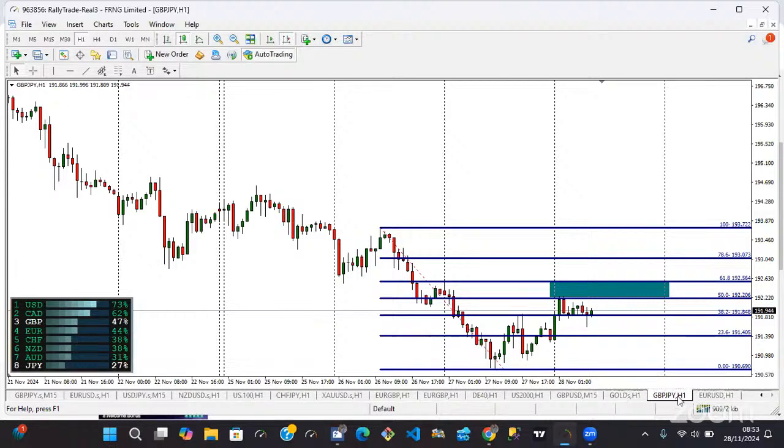So we looked at gold, Euro USD, GBP JPY, USD JPY. What else should we look at?